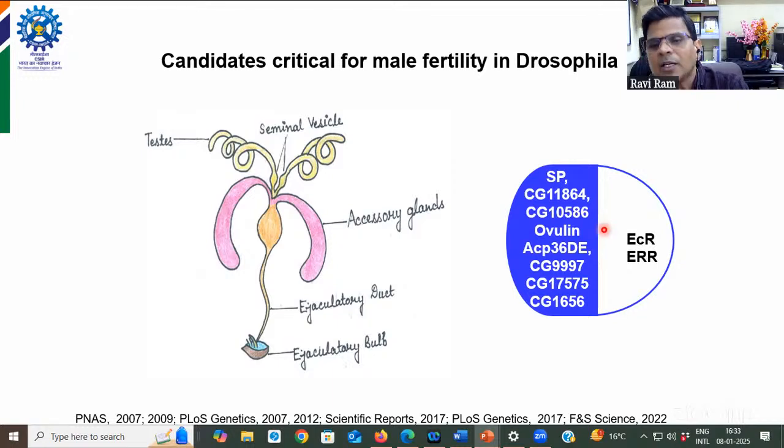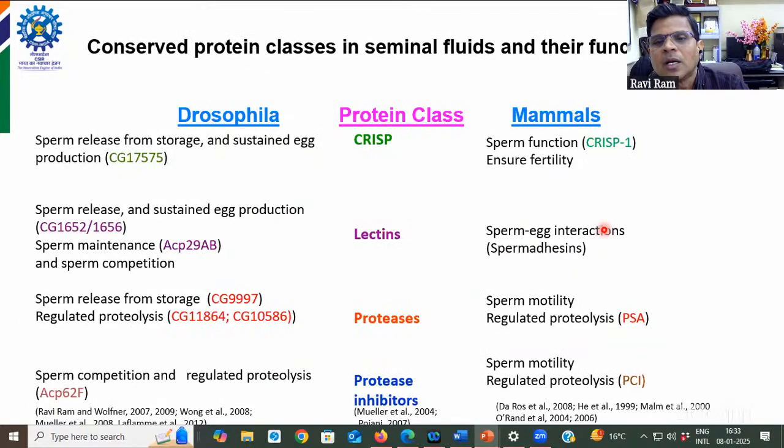So we further looked into its functions of how they affect male fertility. I can skip this one. This is just to show that whatever seminal fluid proteins we identified have functions similar to the ones reported in mammalian models.